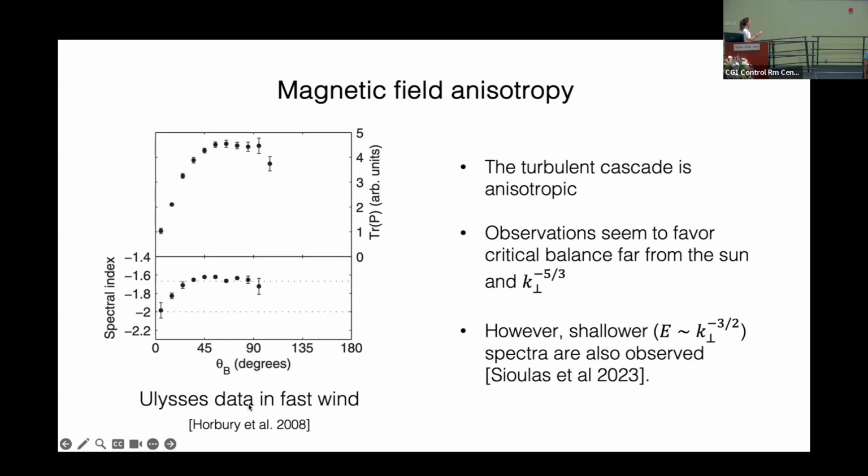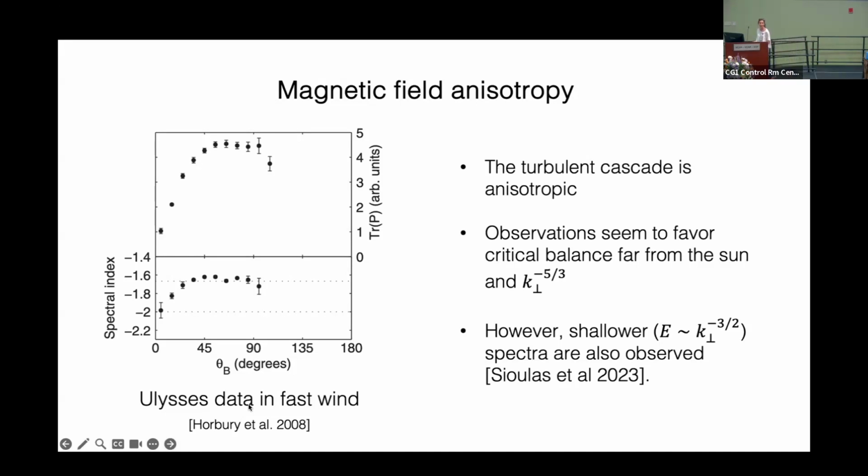In particular, this lower plot here shows the spectral index as a function of the angle between B and k, okay? So when you are nearly parallel, you have a -2 as predicted by the critical balance. And when you are perpendicular, you are close to -5/3. Other scalings have also been reported, which points to the fact that there is not really a conclusive answer as to what theory explains turbulence in the solar wind.